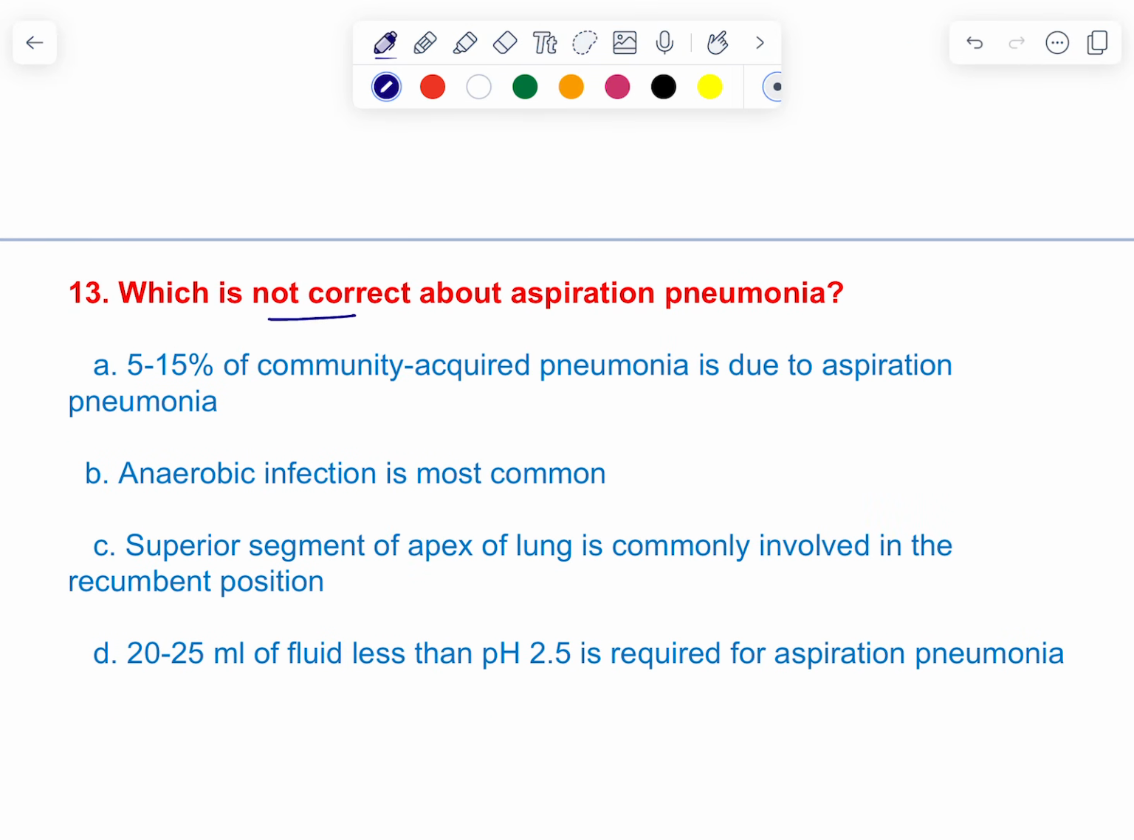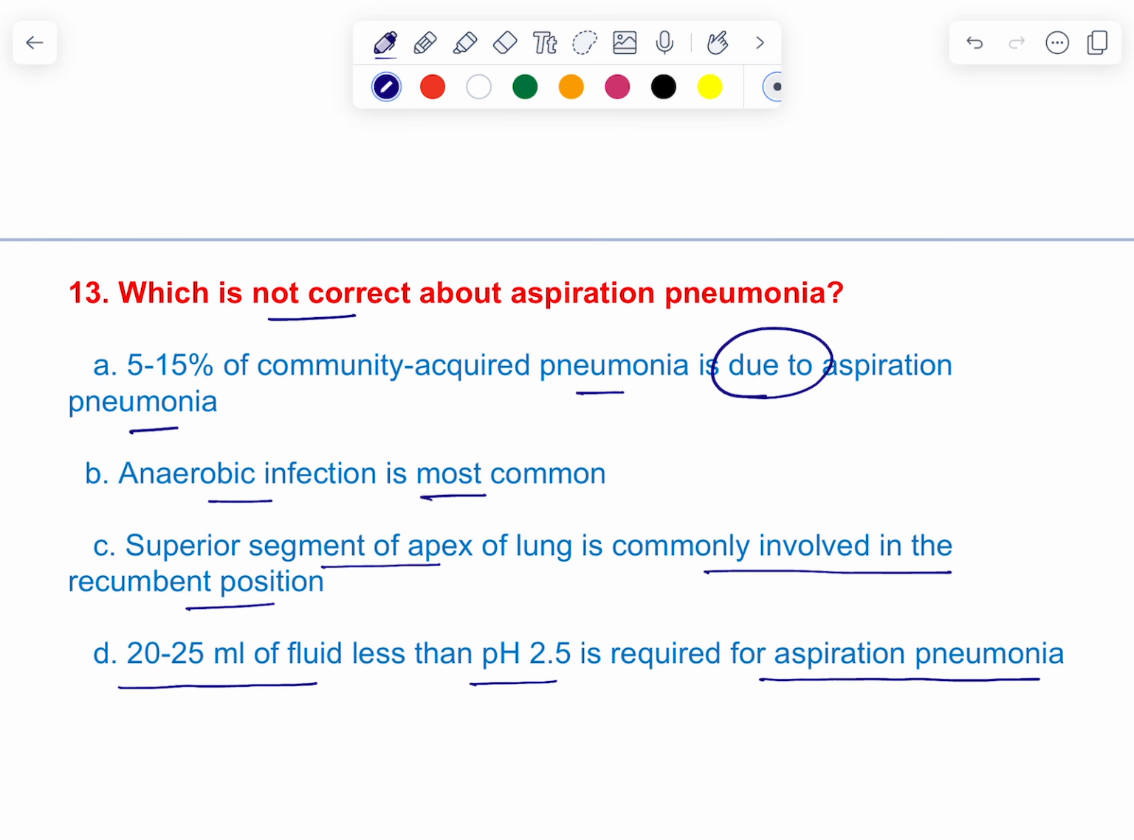Which of the following is not correct about aspiration pneumonia? Option one: 5 to 15% of community acquired pneumonia is due to aspiration pneumonia. Second option: anaerobic infection is most common. Third: the superior segment of the apex of the lung is commonly involved in the recumbent position. Fourth: 20 to 25% of the fluid with pH less than 2.5 is required for aspiration pneumonia. So the question is completely about aspiration pneumonia.